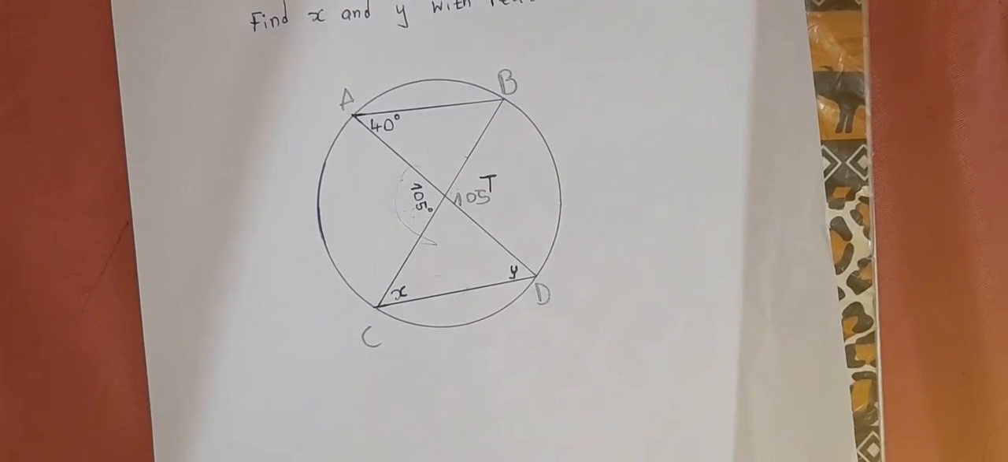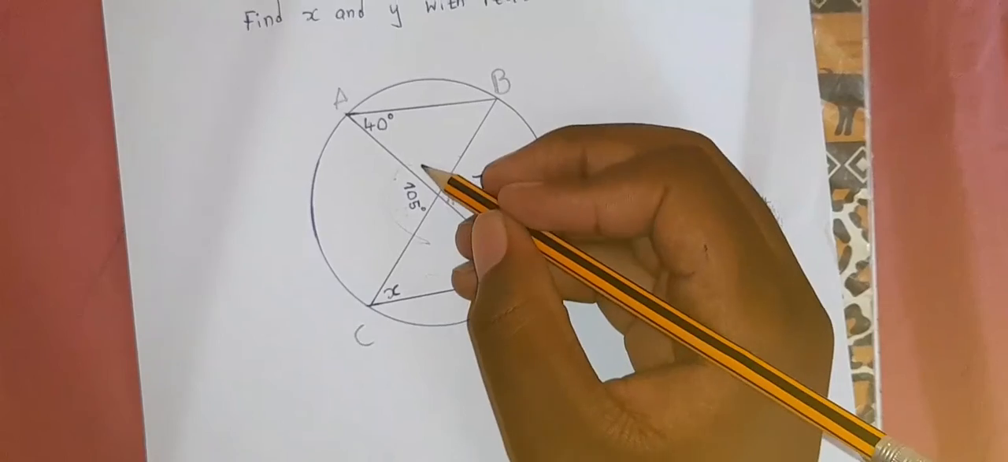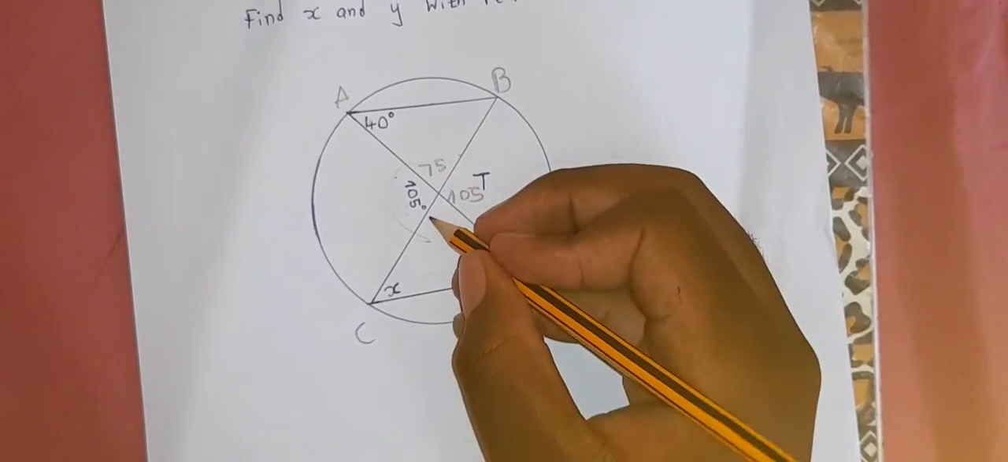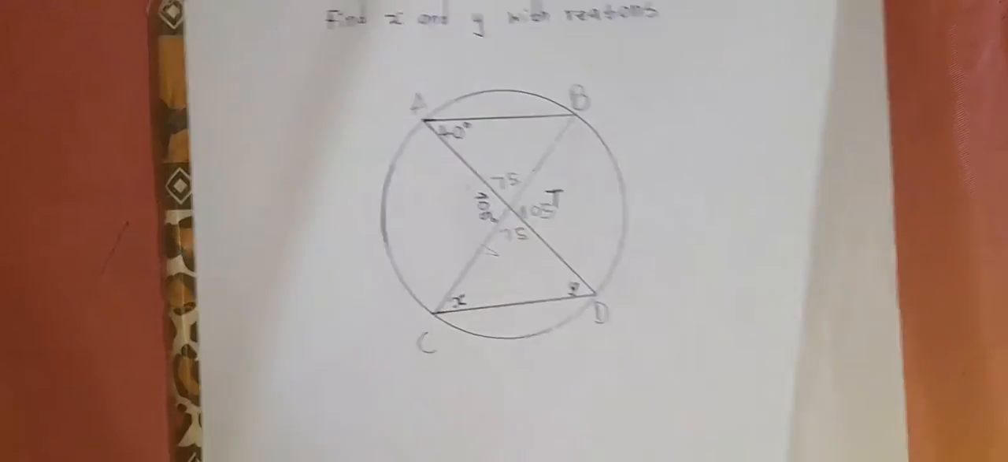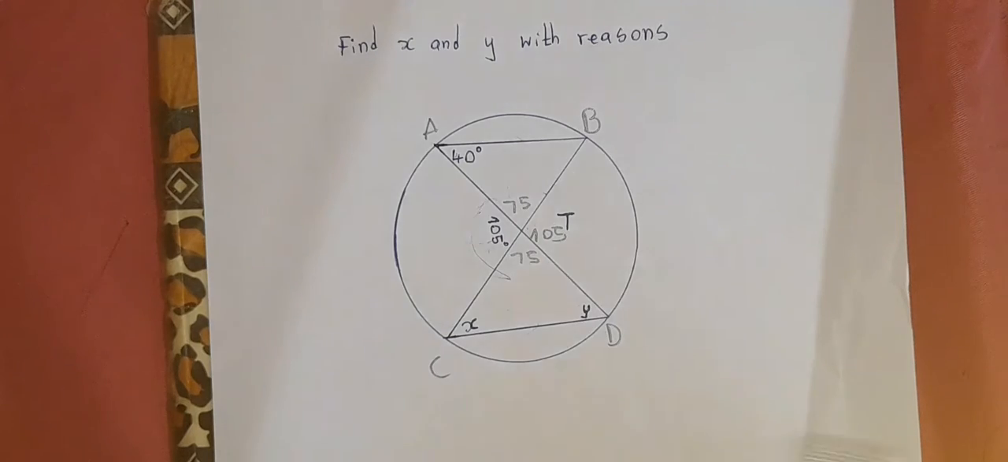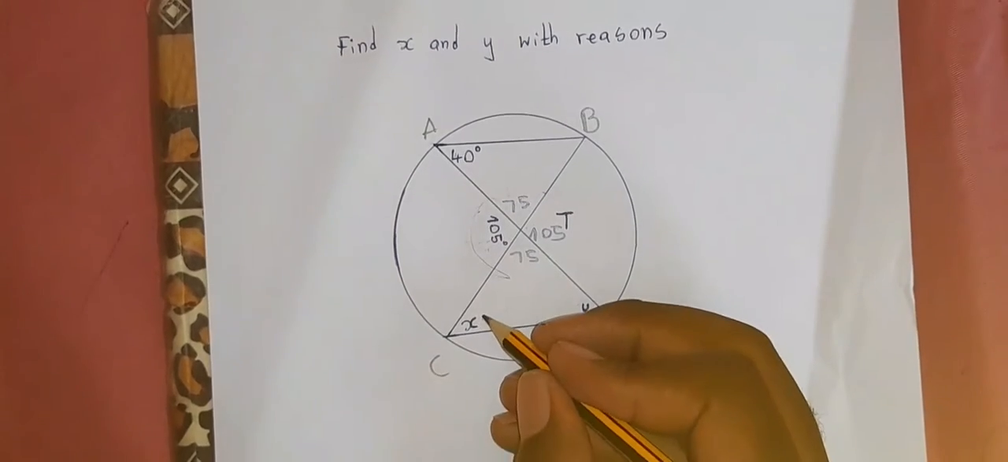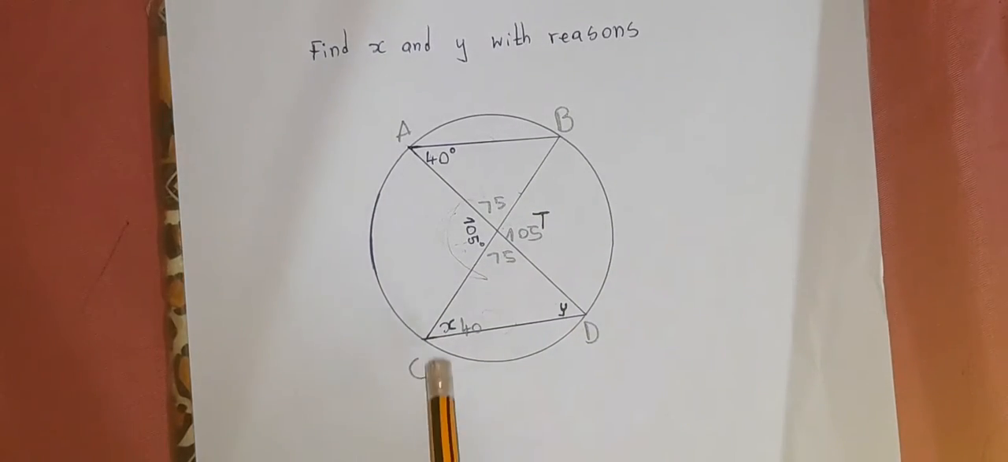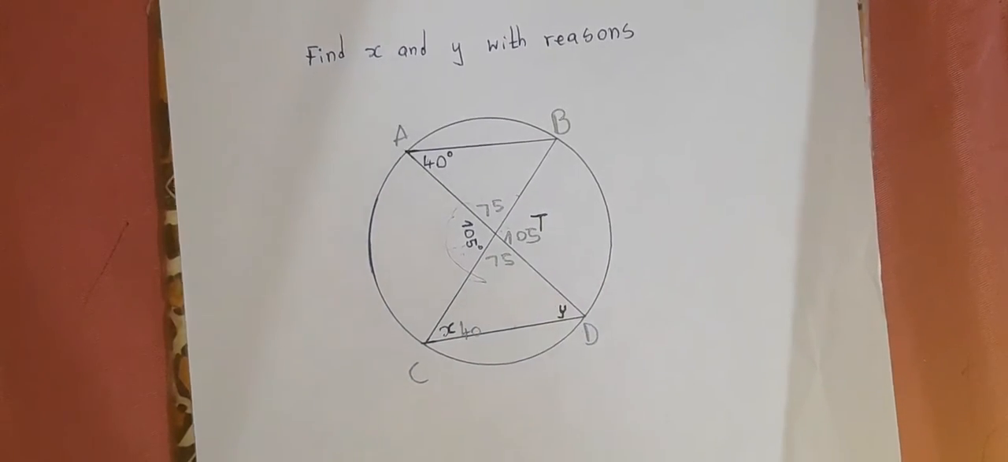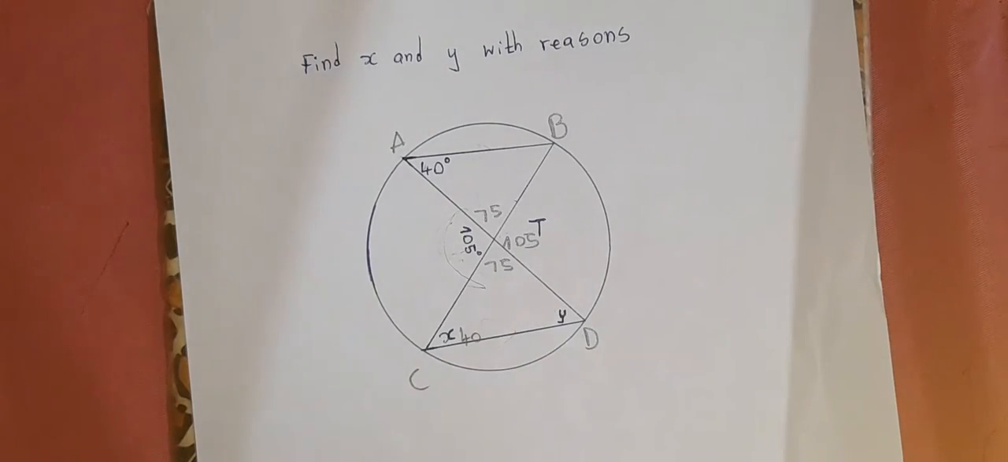So what is half of 150 degrees? We know that half of 100 is 50, half of 50 is 25, so 50 plus 25 is 75. So 75 plus 75 gives us 150. That means here must be 75, and this also must be 75. We have angle x here, which is 40 degrees. But we know that this angle plus this angle plus this angle must be 180 degrees because of the sum of angles of a triangle.